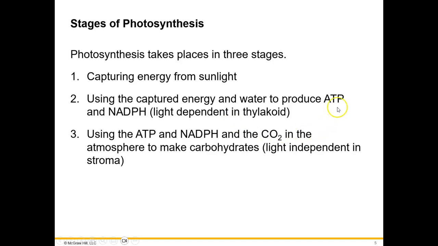But this big piece of photosynthesis is happening in the thylakoids. So that's happening in the membrane of the thylakoid. And these are light-dependent processes. We also have our third stage. In the third stage, we're using that ATP and NADPH that we made in our light-dependent processes in the thylakoid. And we're combining them with CO2 from the atmosphere. And that's what's allowing the plant or the algae to make those carbohydrates. These parts are known as light-independent reactions because they do not need light, they do not rely on light, and they happen in the stroma of a chloroplast.